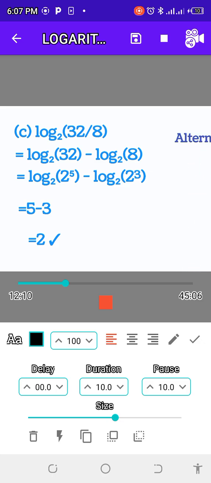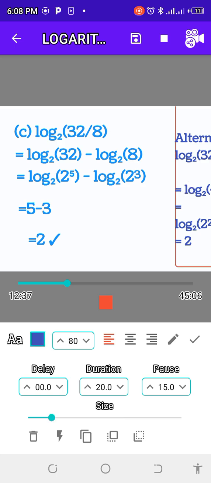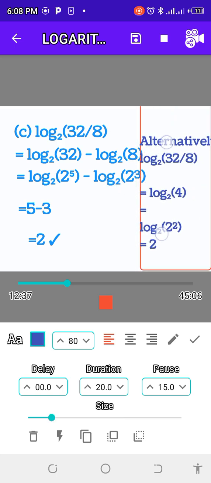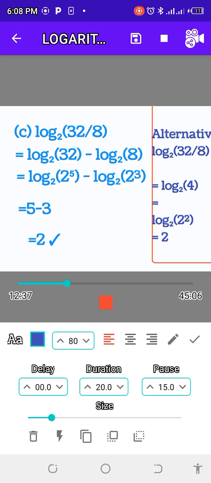Look, an alternative way of doing this is to divide 32 by 8. So 32 over 8 gives you 4. And 4 is the same as what? 2 squared. That is log 4 base 2 is the same as log 2 raised to power 2 base 2, which is 2 log 2 base 2, which is equal to what? 2.